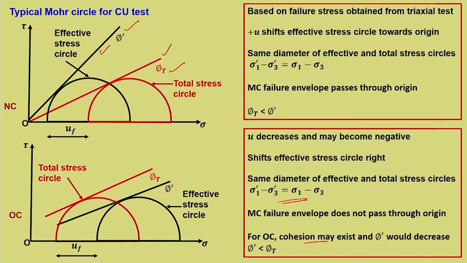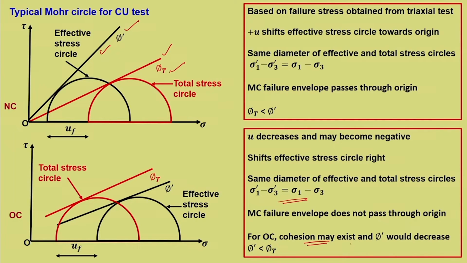For OC, this means that a cohesive component may exist. Now, this may be due to cementation, or it may be due to apparent cohesion. It is not very clear. Since the soil is over consolidated, the particles are already stiff, and the applied stress is less than the pre-consolidation stress. The material tends to act like a stiff material and the particles are sufficiently close. So, this would exhibit in terms of some sort of cohesive intercept. So, for OC cohesion may exist and phi dash would decrease.